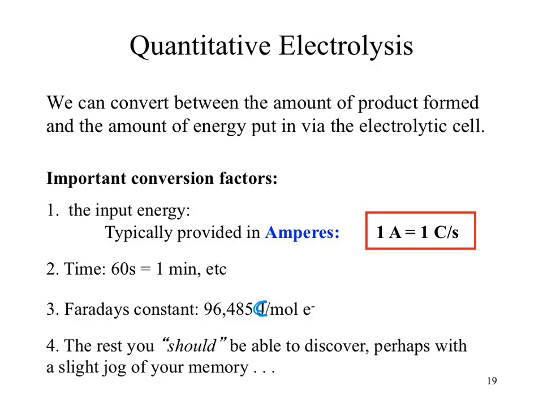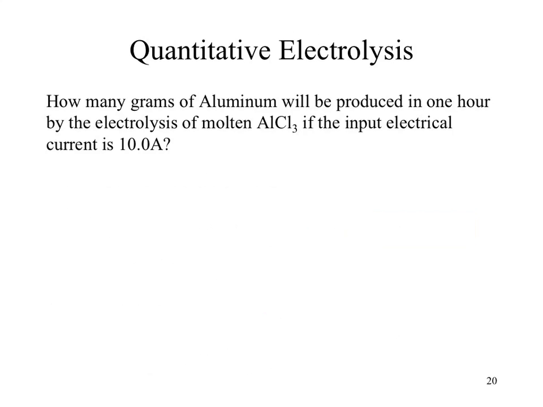Okay? So let's go through and do one together. How many grams of aluminum will be produced in 1 hour by the electrolysis of molten aluminum chloride if the input electrical current is 10 amps? Okay? One of the first places to start, which is fairly standard for almost everything we've been doing, is to start with a balanced equation. So what we're going to do is take aluminum chloride and turn it into aluminum. How do we know that?